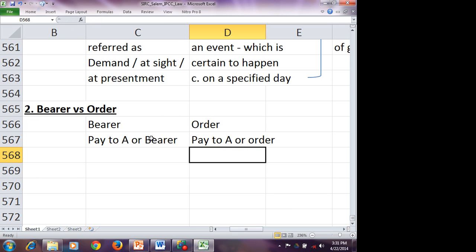The way in which the payment could be effected will differ. When I say pay to A or bearer, it means pay to A or even any person who comes with the instrument, make the payment. When I say pay to A or order, pay to A or to the person whom A orders by way of endorsement. I say pay to A only. It's a bearer or order.